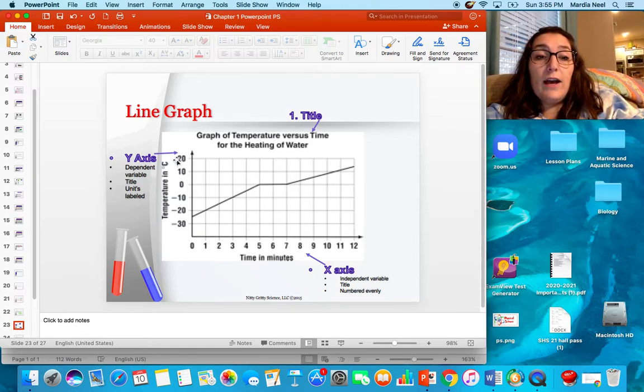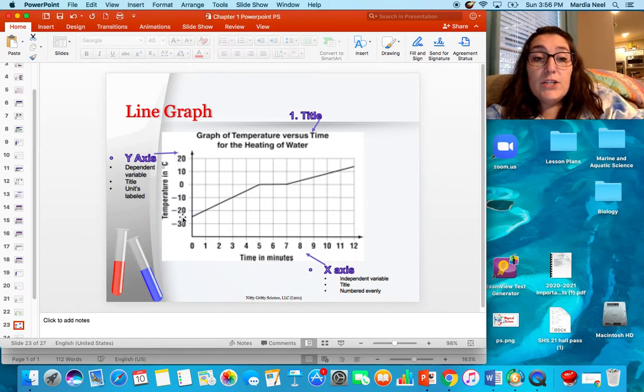You're always going to graph your dependent variable on the y-axis. I remember the y-axis is the one that goes up and down because at the bottom of the letter y, the letter itself goes up and down. The x-axis is the one that travels left to right, and that's where your independent variable goes. Remember, your independent variable is the one that you're manipulating. Your dependent variable is the one you're measuring. I already said both of these axes need a title.